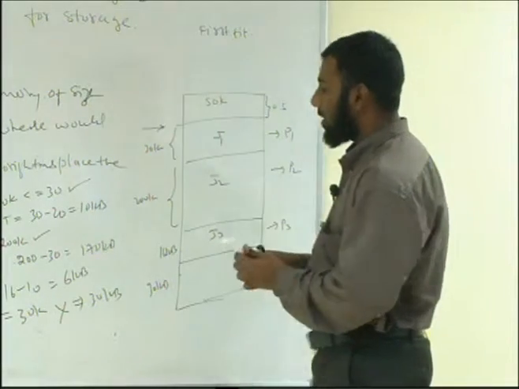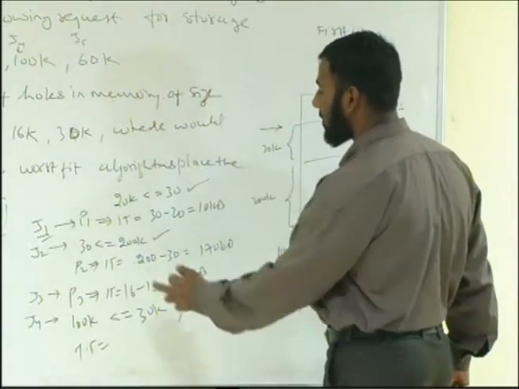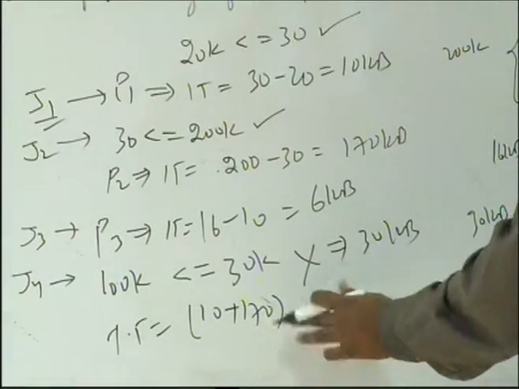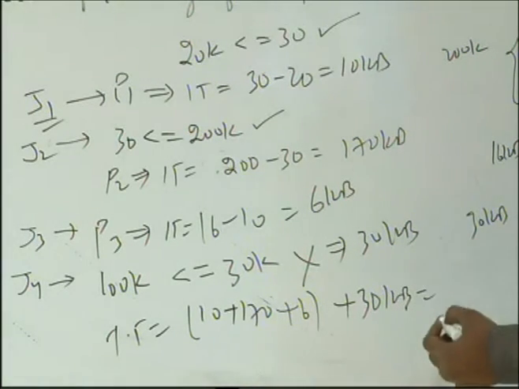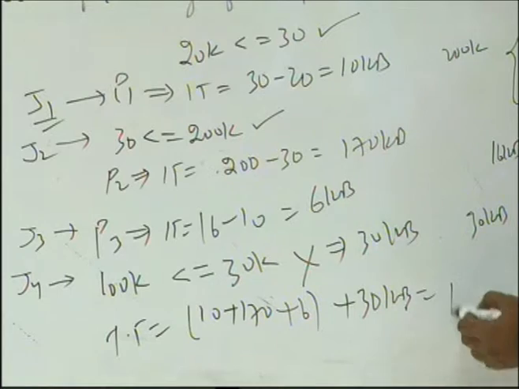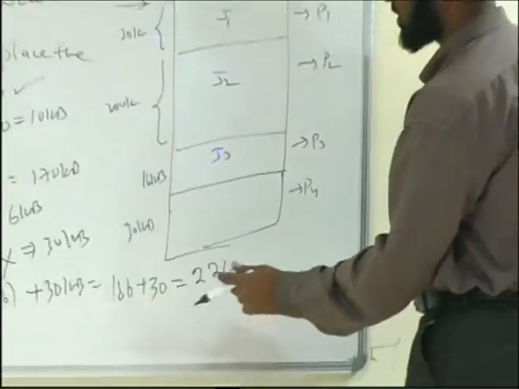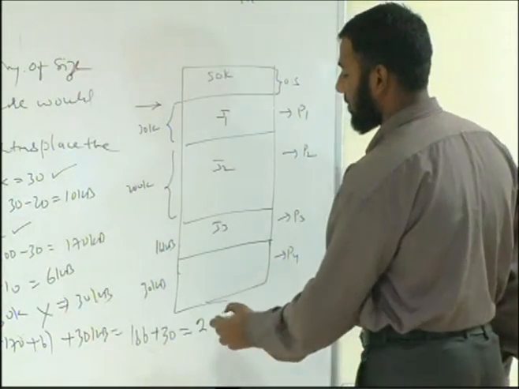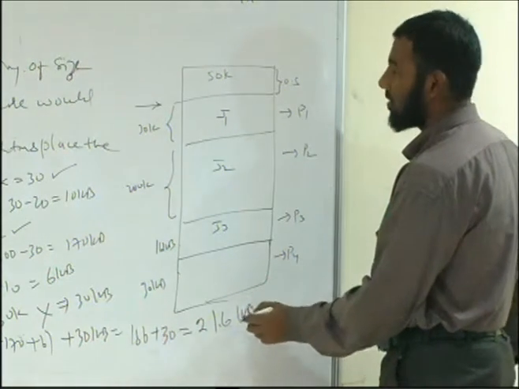So this is how. Total fragmentation is internal fragmentation plus external fragmentation. Here we have internal fragmentation of 10 plus 170 plus 6, plus external fragmentation of 30 kilobytes, which is equivalent to 186 plus 30, which gives us 216 kilobytes.